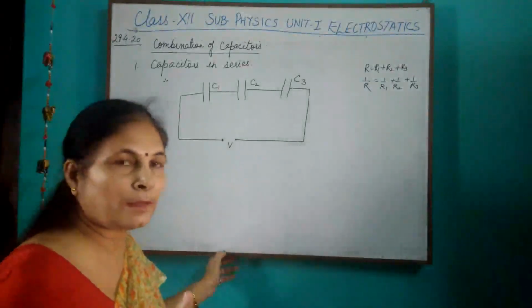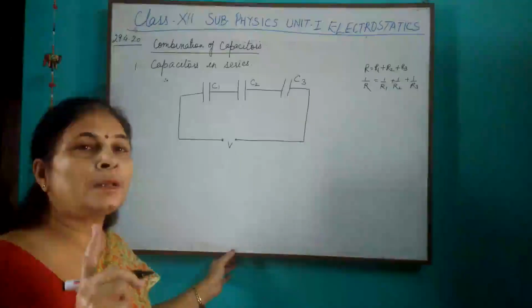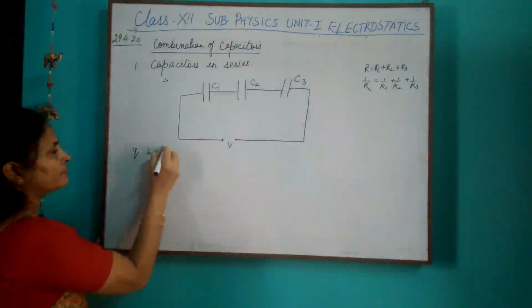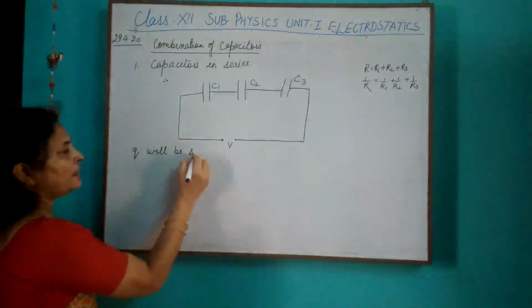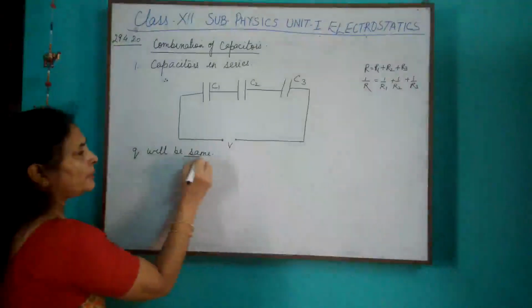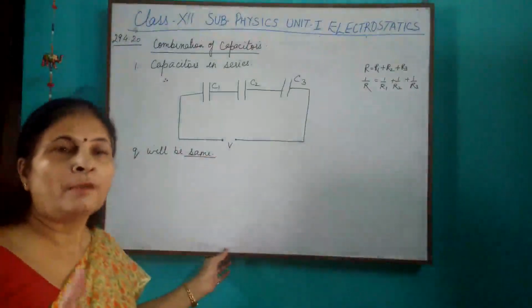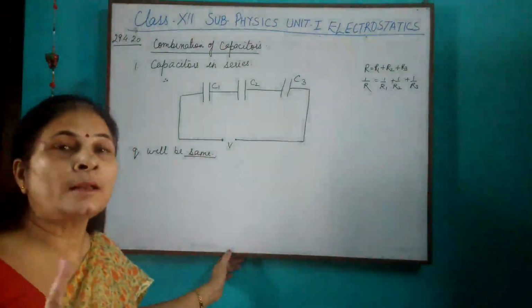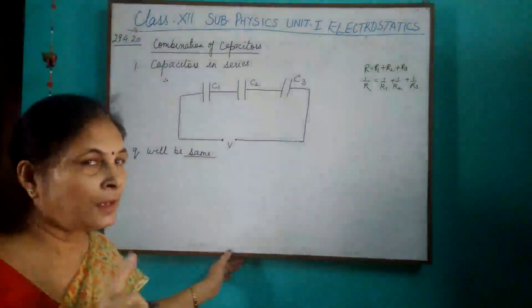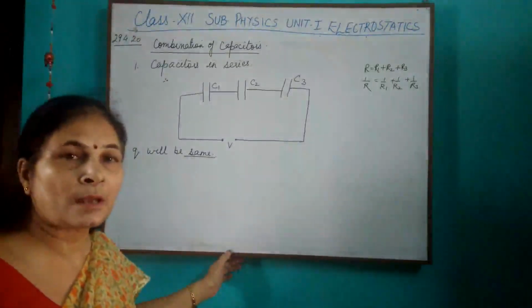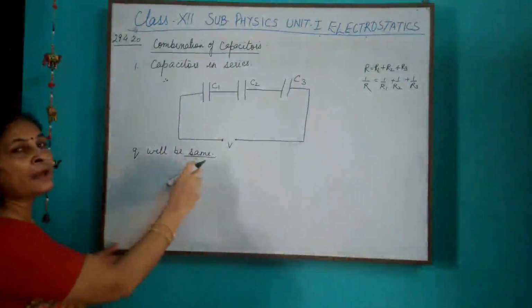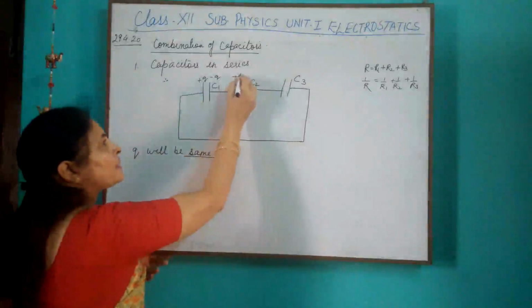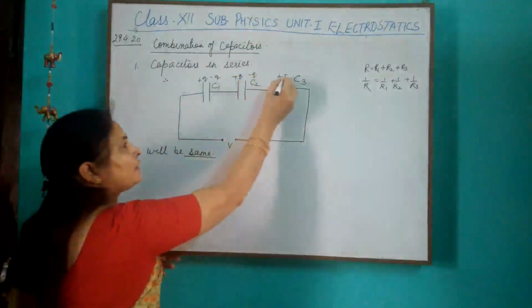Now you have to remember one thing, that in series combination here, charge will remain same. Charge on each capacitor will be same. When we talk about series combination of resistors, it is the current which remains same. Here, since capacitor stores charge, so charge on each capacitor is going to remain same. So one of the plates will be charged positive, another negative.